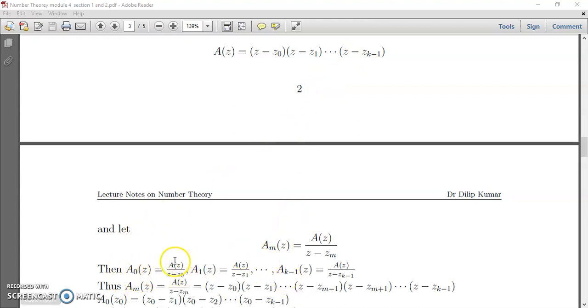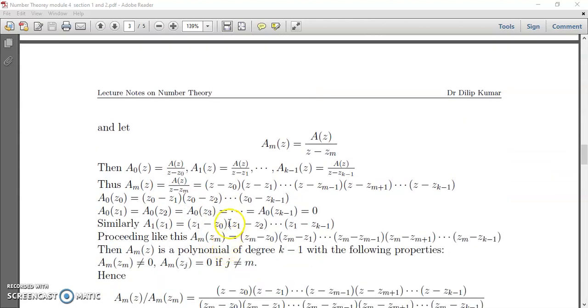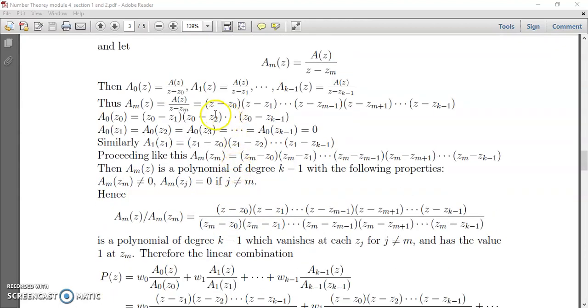So a0 of z is a of z by z minus z0. A1 of z is a of z by z minus z1. Ak minus 1 of z is a of z by z minus zk minus 1. And if we write the general term, we can see that am of z is a of z by z minus zm, where you could see that here all the terms are present. z minus z0, z minus z1, etc., z minus zm minus 1 is there. Then z minus zm plus 1 is there. That is, z minus zm is not there. And finally z minus zk minus 1.